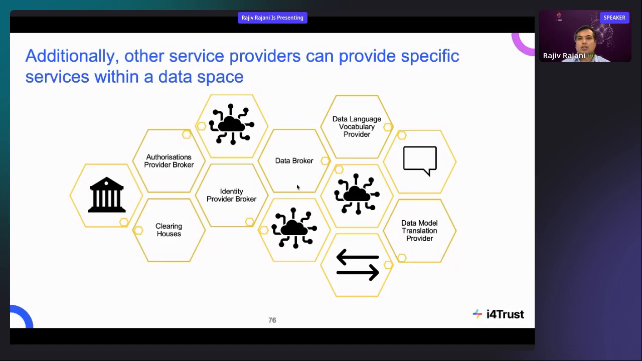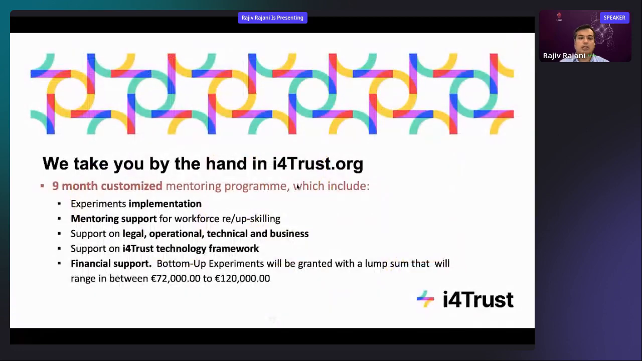That's an example. A data language vocabulary provider or data model translation provider are services which can translate data sets from one model to another. If needed, two data spaces could use this kind of service for interoperability purposes. Broker roles can make it easier to integrate multiple identity providers, authorization registries or data providers. There are different kinds of roles possible. These are some examples, but there are of course more roles possible, and they can all be added in the data space depending on their requirements.